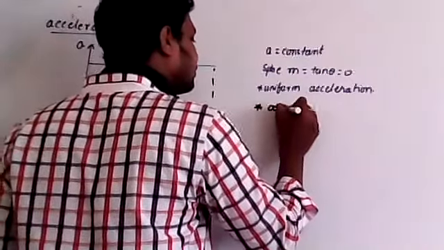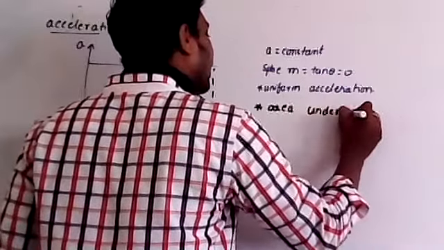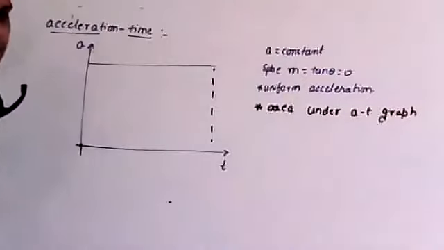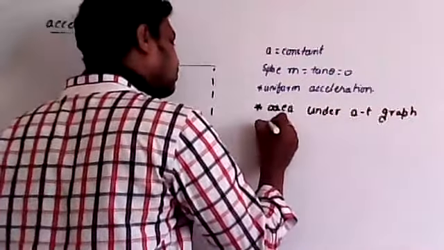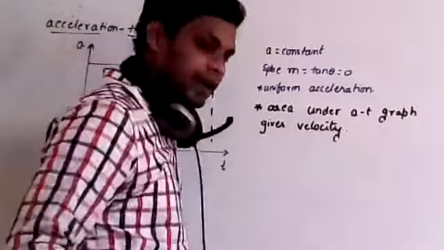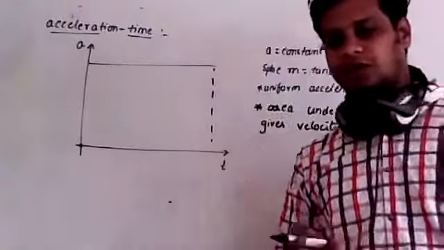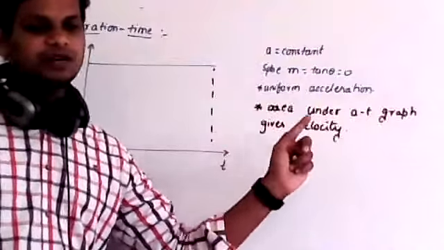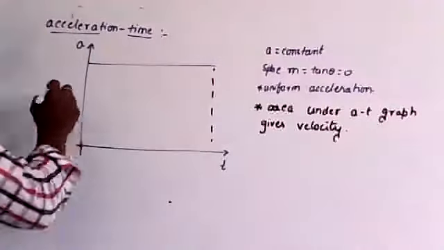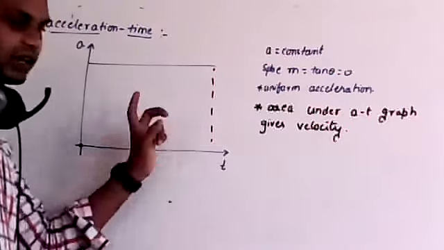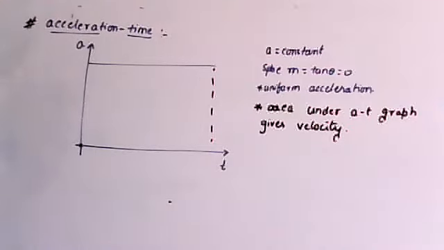Area under the acceleration time graph gives velocity. Later we are going to discuss some problems. At that time you will come to know how to use the area under the velocity time graph, area under the acceleration time graph, or slopes or something else. Once you start the problems, you will come to know how to use these graphs and how to calculate velocity and acceleration based on the graph.